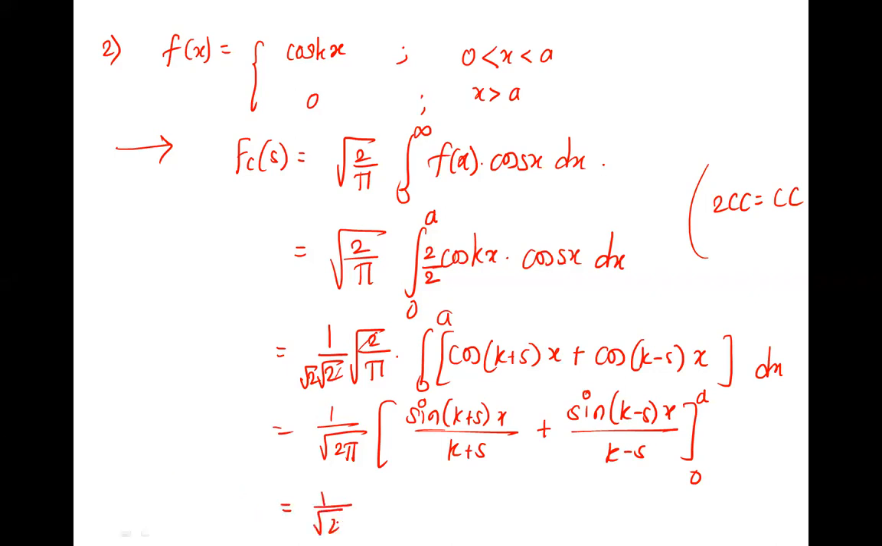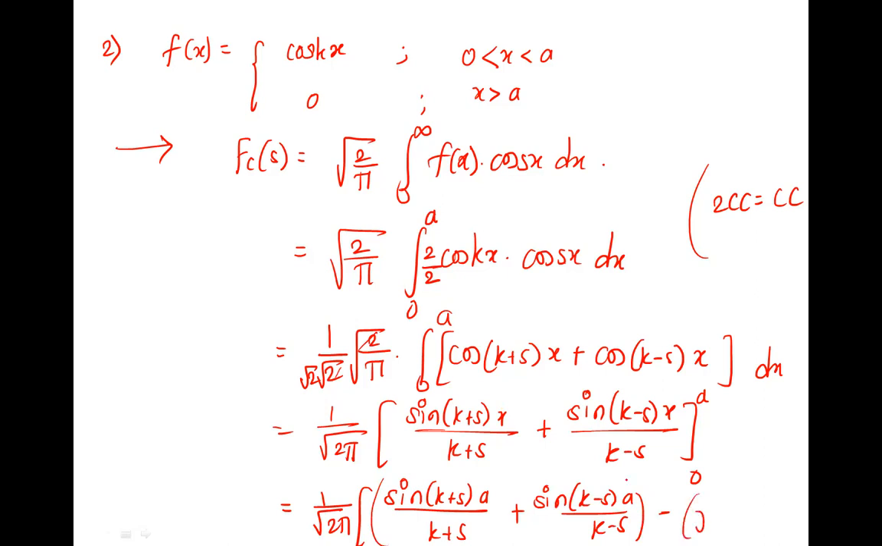Now put the upper and lower limits. For x, the upper limit is a, so it is sine (k plus s)a upon k plus s plus sine (k minus s)a upon k minus s, minus the lower limit where x is 0. Sine 0 is 0, and the same here, sine 0 is also 0. So only this part will be in the answer finally. You can ignore the zero part as the value is 0. So yes, this is your answer.